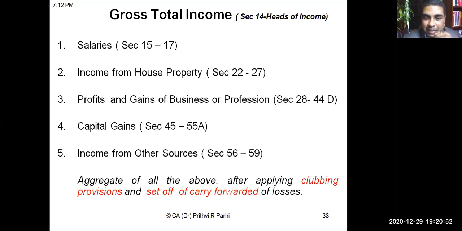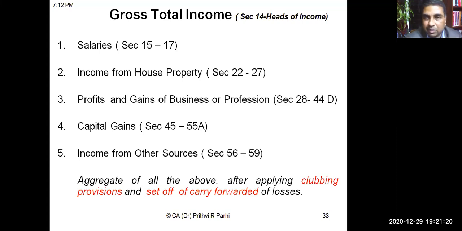Of course, you'll be learning that chapter separately if it is in your syllabus. So in some situations, some other person's income will be clubbed with the assessee's income. So that clubbing provision has to be applied. And then set off of carried forward losses. If some losses have been carried forward, that has to be set off. After that only I'll be getting gross total income.